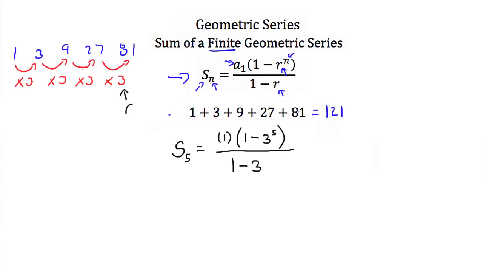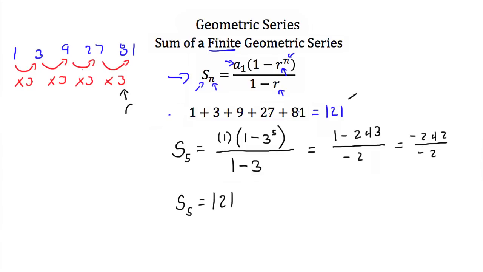Now to further simplify this, 3 to the 5th power is 243. Now we're multiplying by 1 out here in front, and anything you multiply by 1 is just itself. So this will simplify into 1 minus 243 divided by, now 1 minus 3 would be negative 2. 1 minus 243 would be negative 242 over negative 2. So the sum of these 5 terms is 121, which is exactly what we got before. So that's how you can use this formula to find the sum of a finite geometric series.